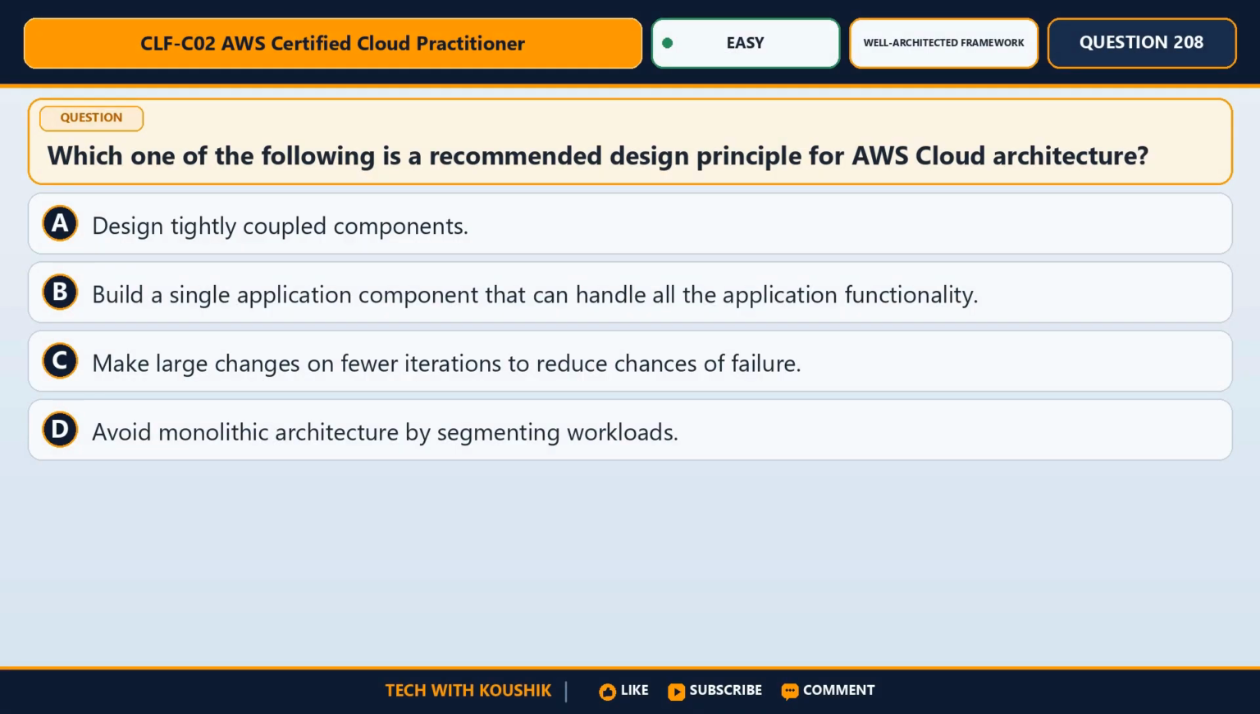Question number 208. Which one of the following is a recommended design principle for AWS cloud architecture? Option A. Design tightly coupled components. Option B. Build a single application component that can handle all the application functionality. Option C. Make large changes on fewer iterations to reduce chances of failure. Option D. Avoid monolithic architecture by segmenting workloads.